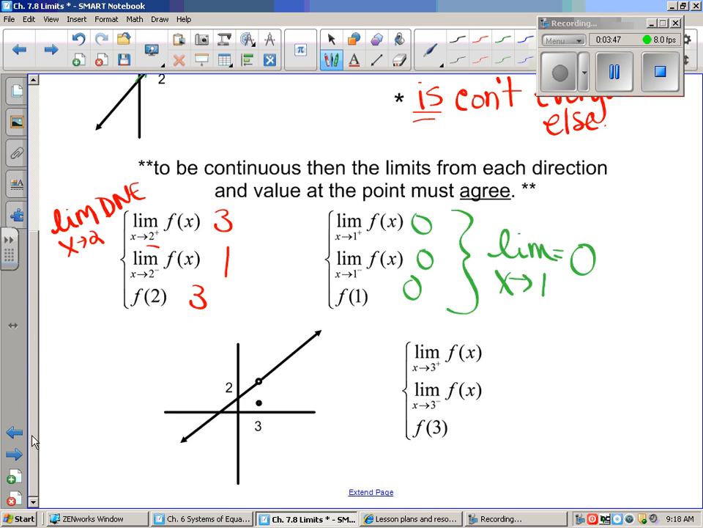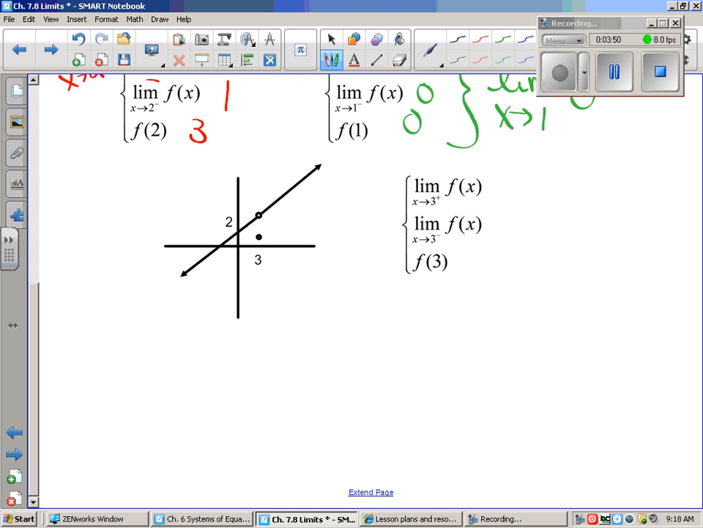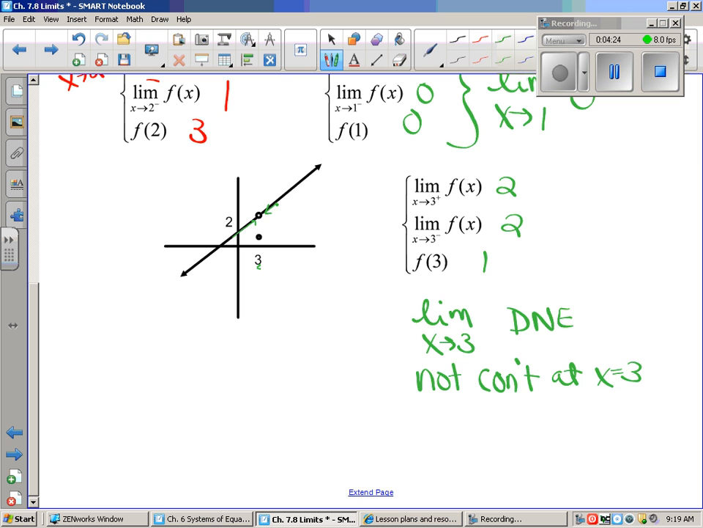All right, let's look at another example here. Within this graph, 3 plus. Again, we're going to look at 3, just to the right of that. All right, it's approaching 2. 3 minus, so that means to the left. Okay, it also is approaching 2. But the value at 3, let's just say that's 1. Since they do not agree, the limit as x approaches 3 does not exist, and in fact demonstrates that it is not continuous at x equals 3.